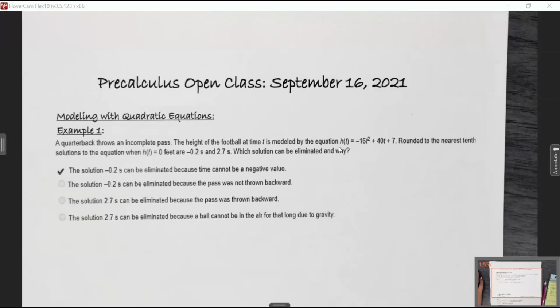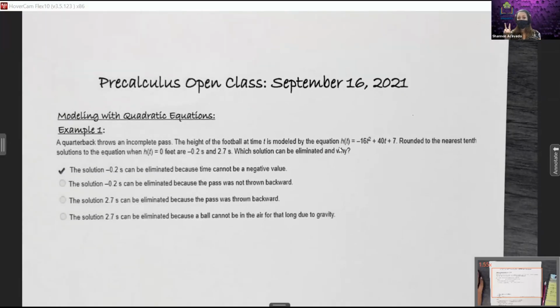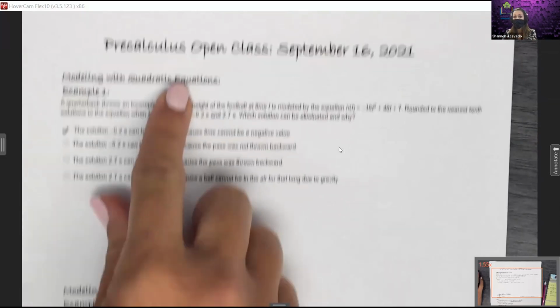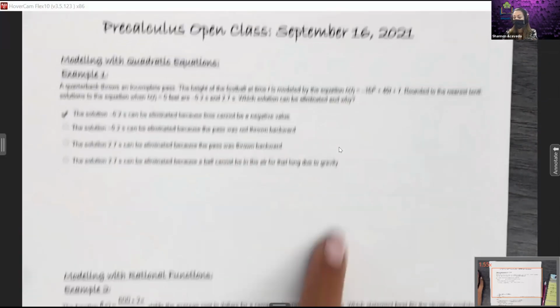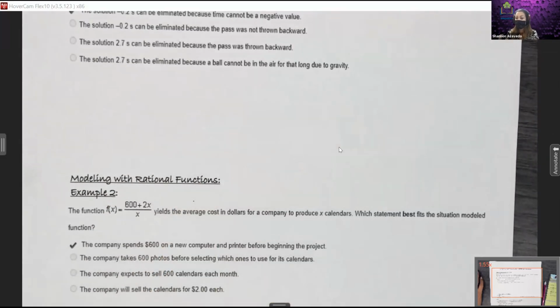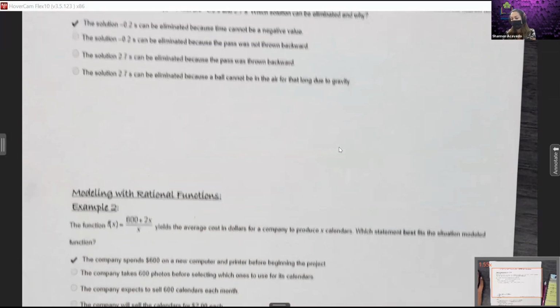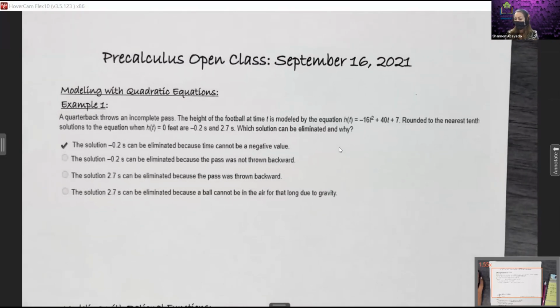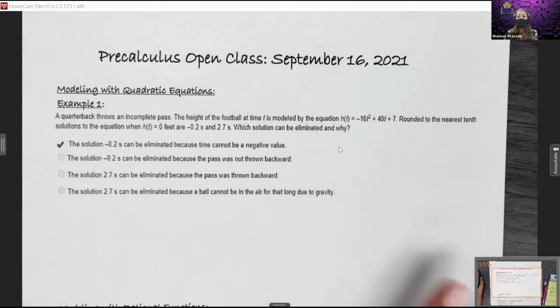All right, so today I plan on covering two different types of equations. I'm trying to stick with what we are working on. This week we had modeling with quadratic equations, and then we went into modeling with rational functions. If you're behind, then you'll get to these. If you're ahead, you're probably working on rational functions right now, unless you're really ahead. So somewhere in there. Let me go ahead and talk about these.